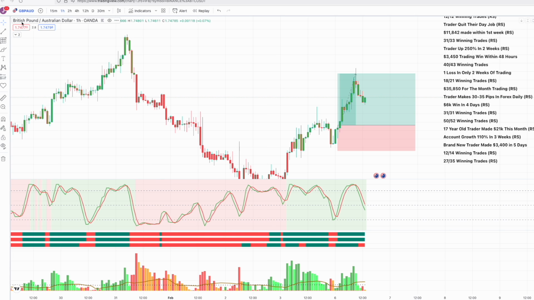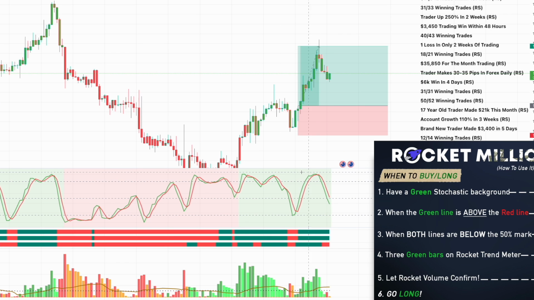Right now, we're looking at GBP Australian on the 1 hour time frame. To show you how beautifully this thing works and how simple it is: when it's the green stochastic background, we're looking for longs only. In this region, we're looking for longs. So the first rule is already out of the way. We have only 4 rules left.